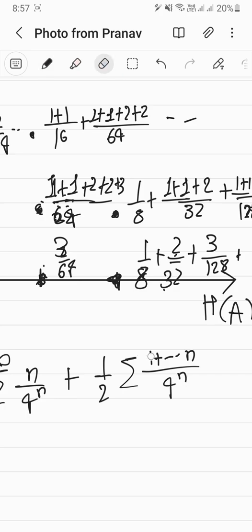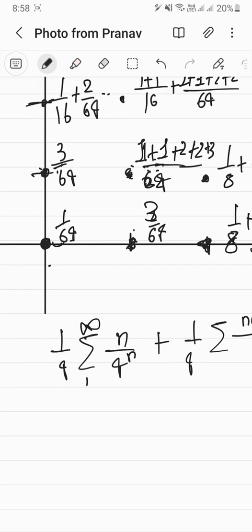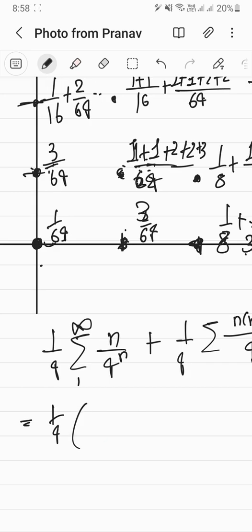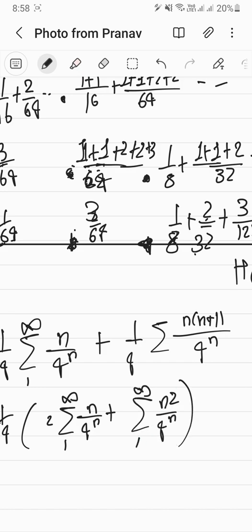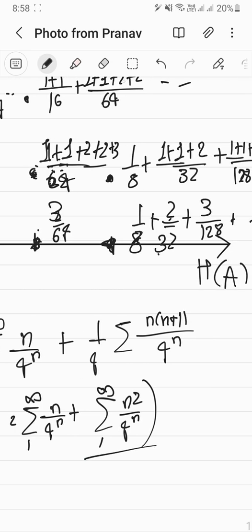And this thing is just n into n plus 1 upon 2, so we can write this thing as 1/4 and n into n plus 1. So we're going to do the same thing as before. So this is going to be 1/4 of 2 summation from 1 to infinity of n upon 4 power n plus, right, because 2 of course, and then summation of n squared upon 4 power n from 1 to infinity. Hey, we already got that this thing is going to be 20 upon 27, right? Yes, 20 upon 27.